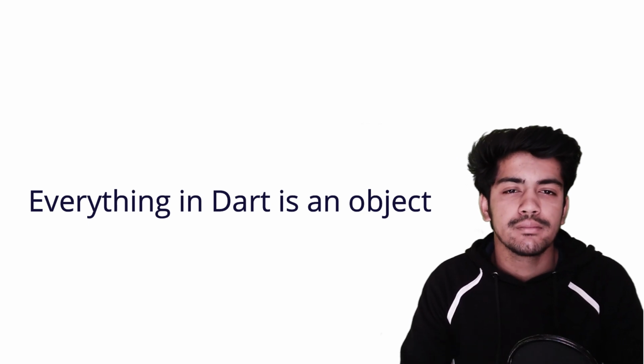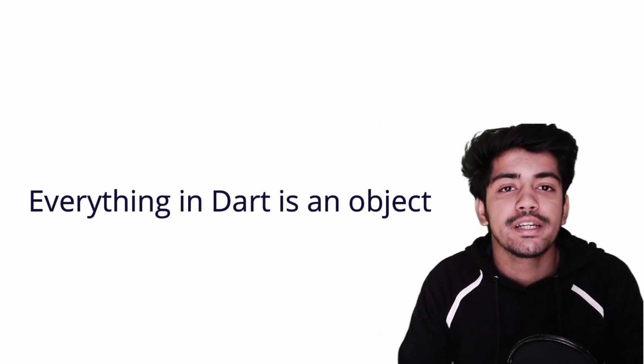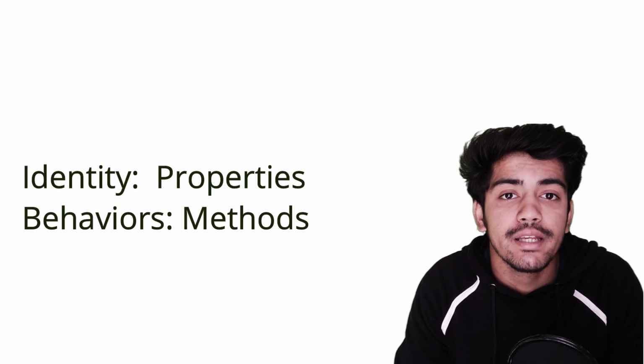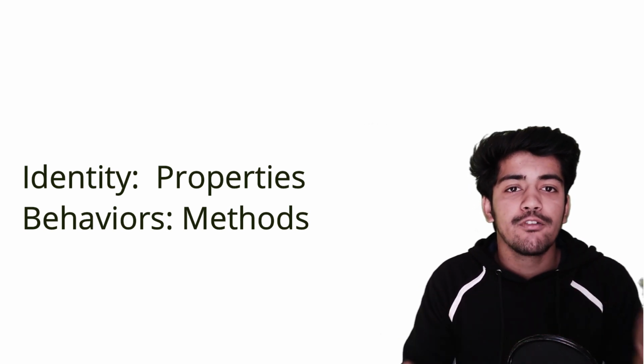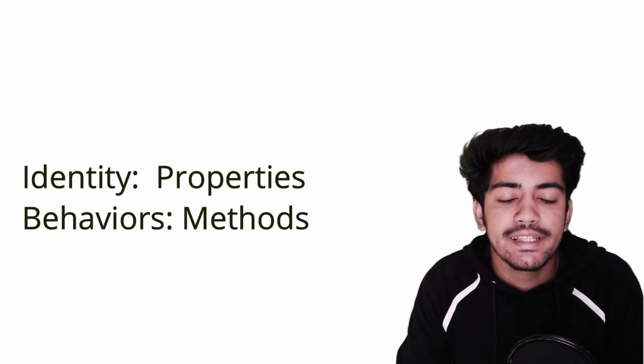In the same way, everything in Dart is an object, and the identity of an object is known as its property. Also, objects can perform behaviors known as methods. Properties represent what the object knows, and methods represent what the object can do.